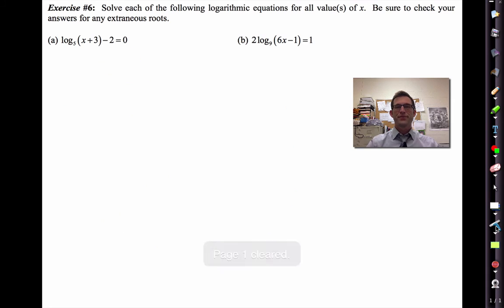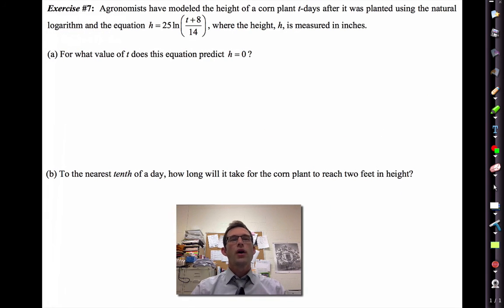Okay, here we go. Excellent. Let's move on and do one last problem. Agronomists have modeled the height of a corn plant t days after it was planted using the natural logarithm and the equation h equals 25 times the natural log of expression t plus 8 divided by 14, where h is measured in inches. So t is the number of days, h is the number of inches.